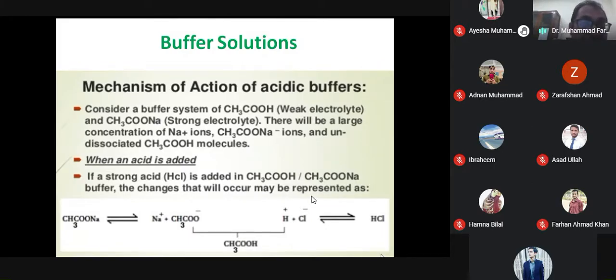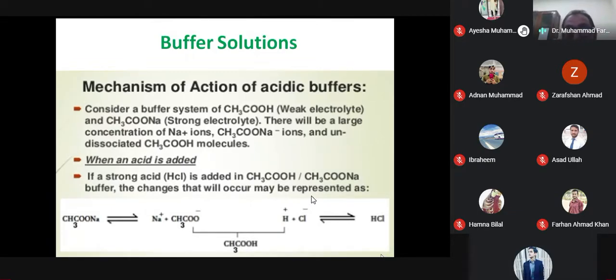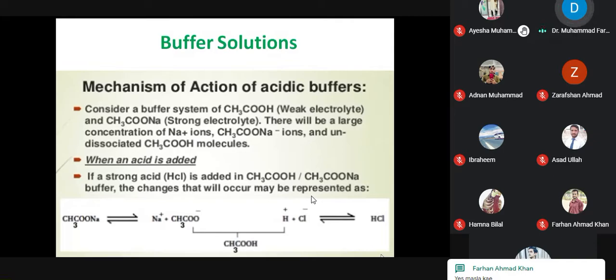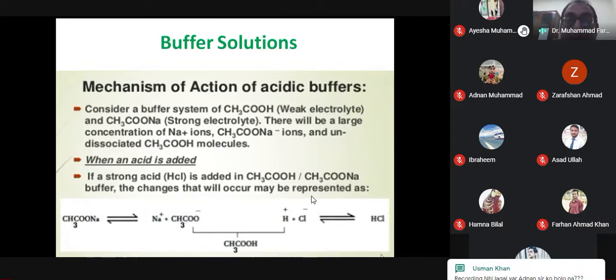If we have the buffer solution of this, now if HCl is added, what will happen? How will it maintain its pH? When HCl is added, it will split and produce hydrogen ion and Cl negative. When hydrogen ion is produced, the pH will automatically go down. I mean, it will become more acidic, because the number of hydrogen ions is the measure of acidity. So when hydrogen ion increases, it is expected that the pH of the solution will get down, or it will become more acidic.